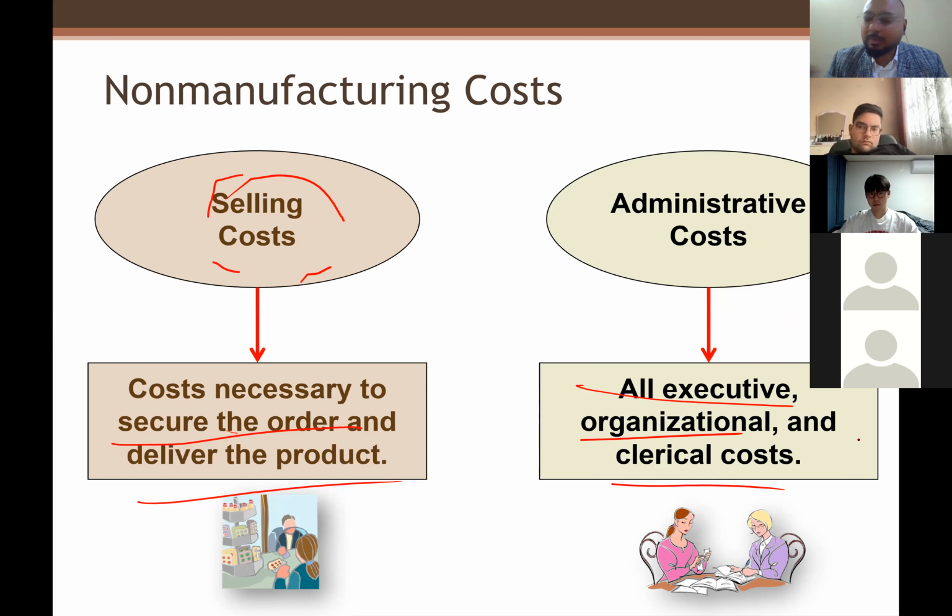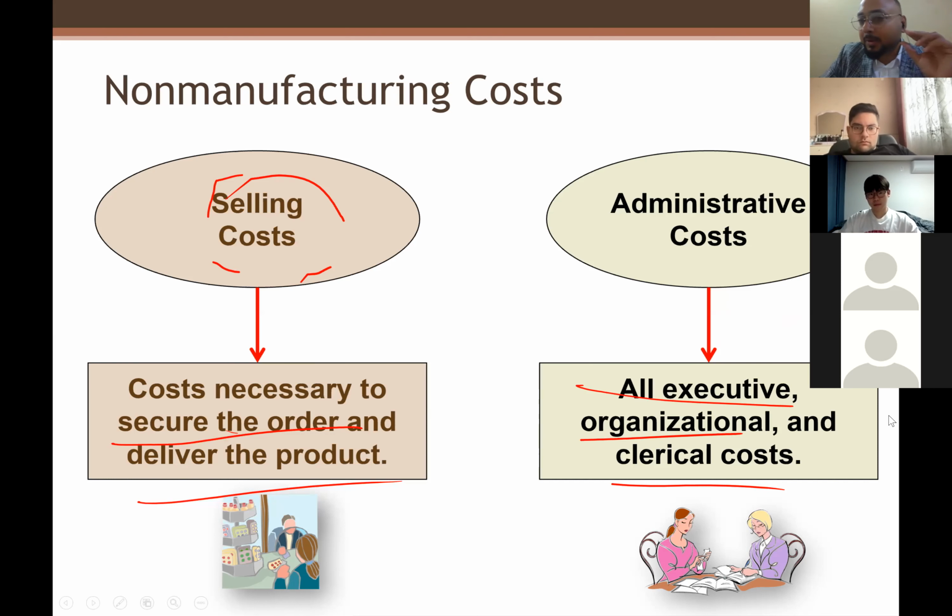And those who are making budgets, those who are making presentations to sell the goods, advertising, like you support some games and all the stuff, like Nike supports some, for example, big football players, right? So these are selling costs and administrative costs, okay? So there is a difference between all these stuff.